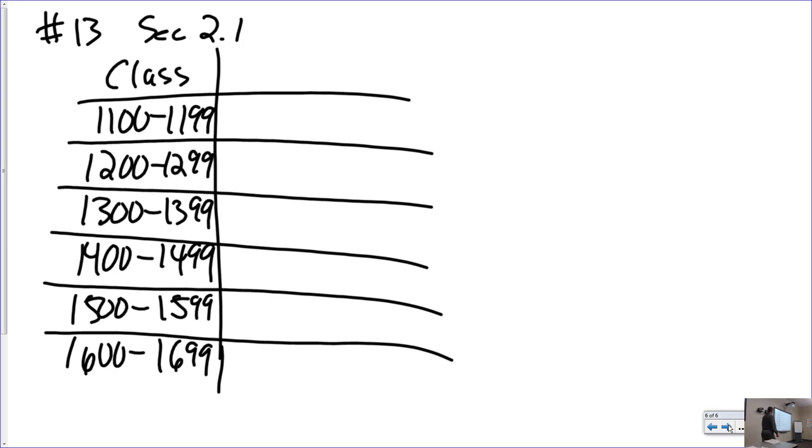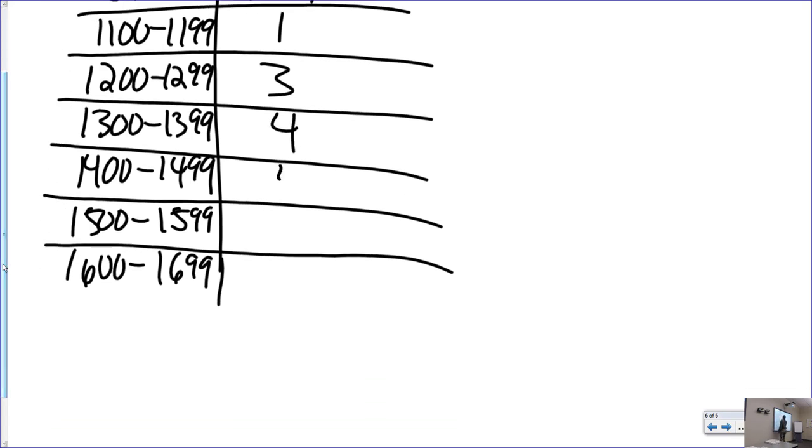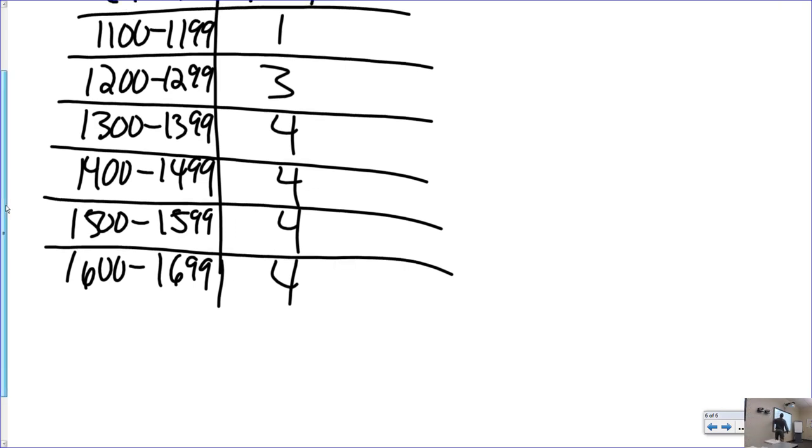So how many are there between 1100 and 1199? One. Between 1200 and 1299? 1300 to 1399? Seriously, four all the way down? Awesome. All right, so that's not too bad, right?